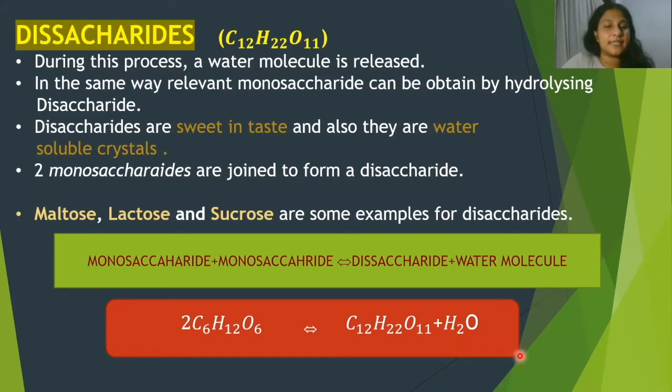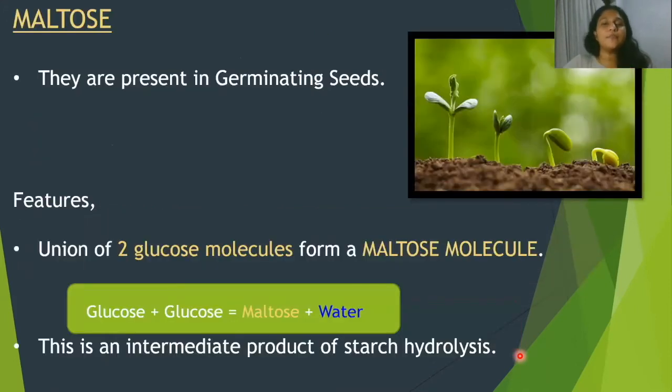So examples for disaccharides are maltose, lactose, and sucrose. Maltose is the first example. It is present in germinating seeds, and the union of two glucose molecules forms a maltose molecule. It also releases a water molecule, and this is an intermediate product of starch hydrolysis. Y'all have to memorize this.